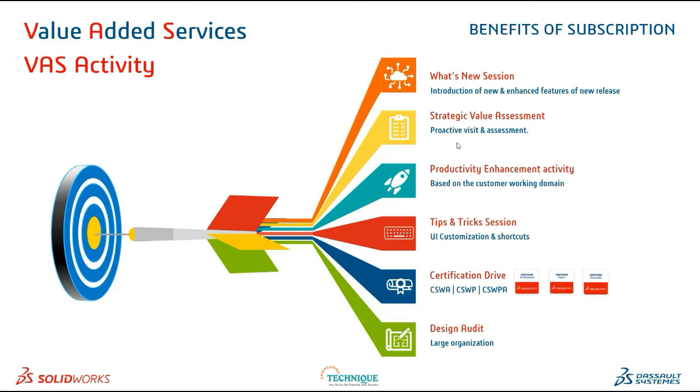We look at what type of utilization they are currently doing in SolidWorks, and what percentage of SolidWorks they are utilizing. Then, based on that work and product, we advise them to use this type of feature that will improve their productivity. After the strategic value assessment meeting, we do a productivity enhancement activity.